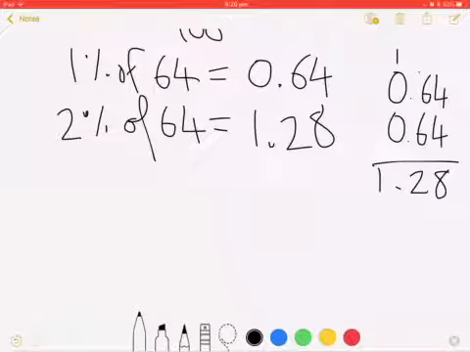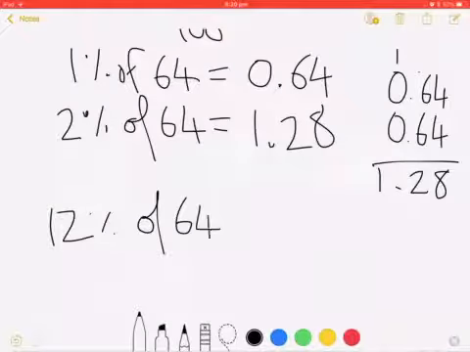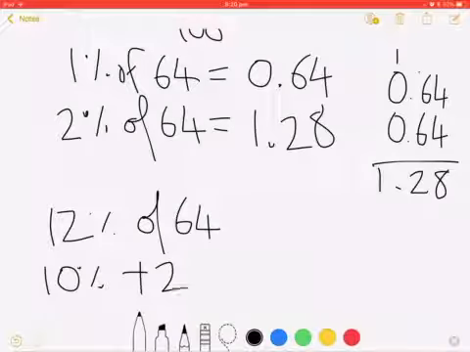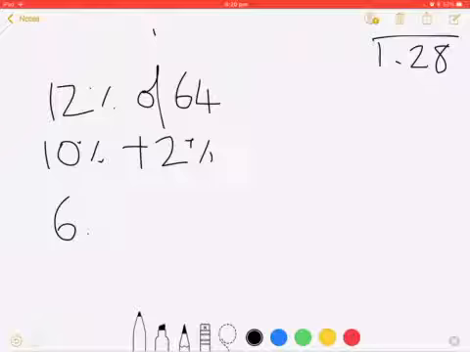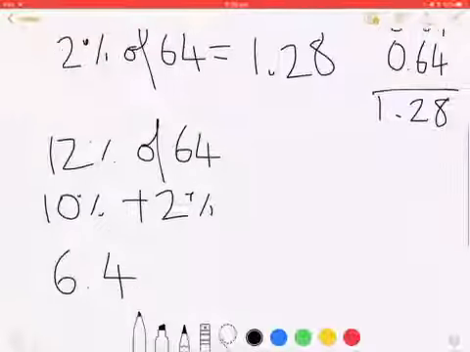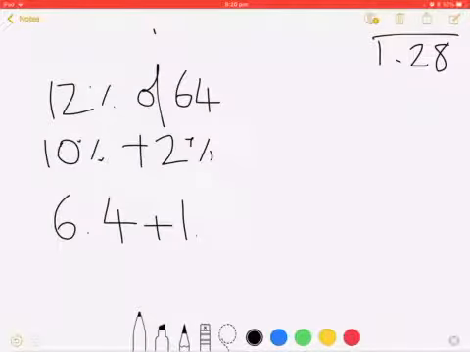So wouldn't 12% of 64 be the same as 10% plus 2%? And we know 10% was 6.4 and 2% was 1.28. And then I could add them together and I could get 12%. That's one way to do it.